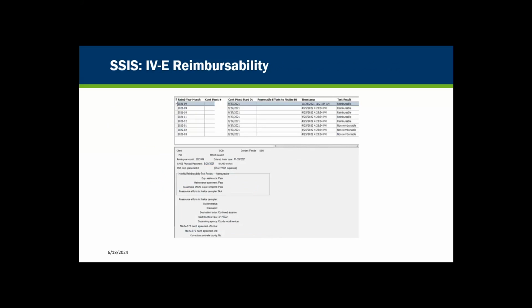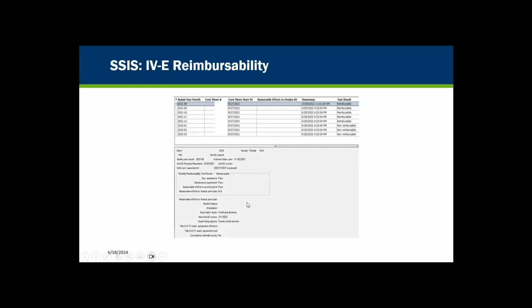Once they do that and approve the review and certification, they will send a referral back to SSIS, and this is a screenshot of the information that comes back. So this is in that 2nd folder under client eligibility log, the 4E reimbursability folder. And again, I like to look at this center box, monthly reimbursability test results, reimbursable.